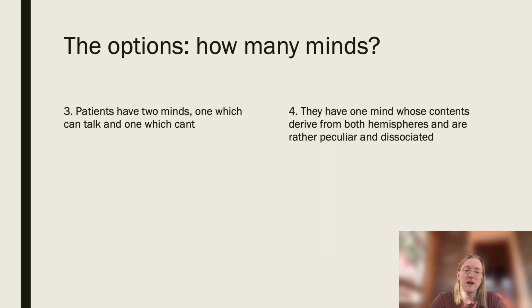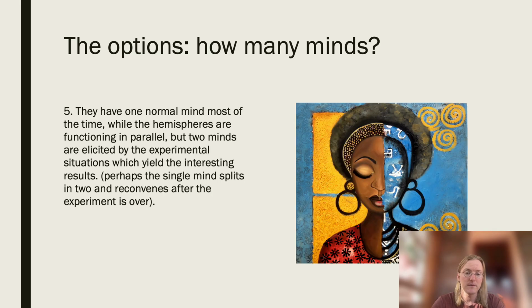The third option is that patients have 2 minds, one which can talk, the left hemisphere, and one which can't, the right. There's a fourth option, which is that the patients have one mind whose contents derive from both hemispheres, and in these cases of split brains are rather peculiar and dissociated. And the final option Nagel offers is that these patients have one normal mind most of the time, but while the hemispheres are functioning in parallel, everything is just fine. However, in the experimental conditions, two minds emerge. So in normal everyday life, the patient has one mind, and in the experiments, they have 2.